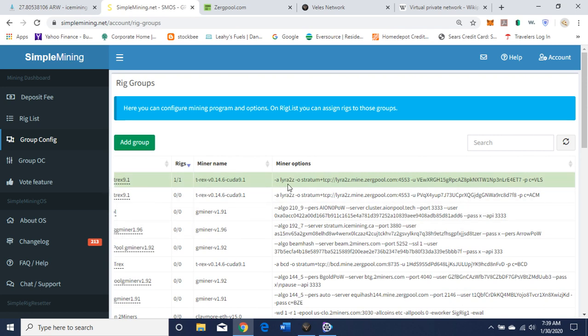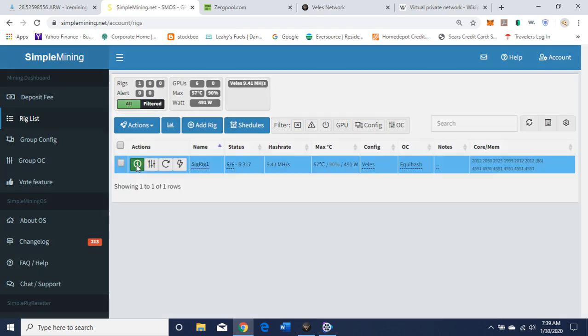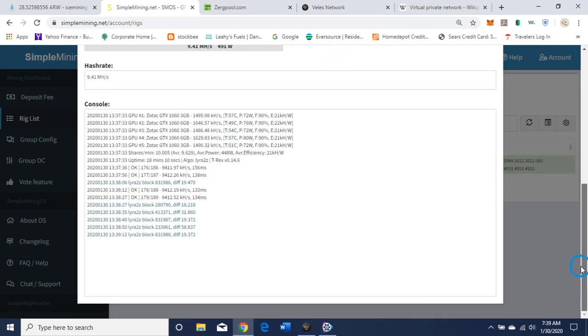-a means algorithm, Lyra2Z, stratum and port, mine.zergpool.com 4553. And my wallet, obviously you want to replace that with your wallet address. And -c means what you're mining, Veles, VLS. And I'll have all this information in the description part of the video. Let's go to my rig and I'll show you that it's working properly. And here you can see I'm getting shares and the command line is working properly.